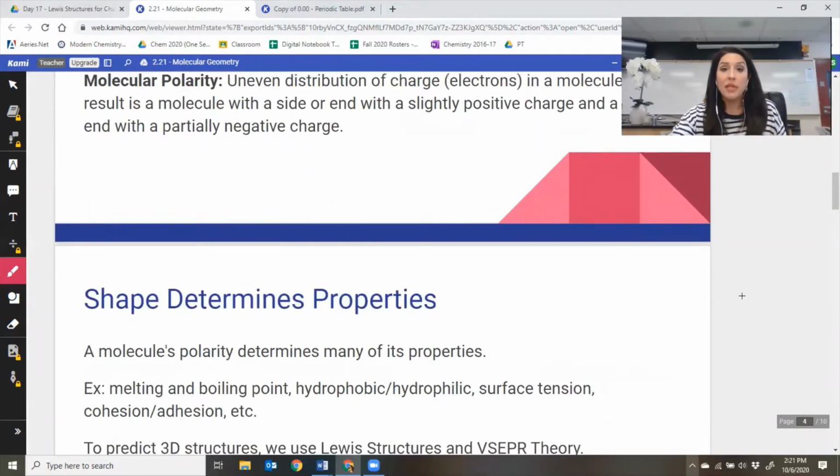So shape, three-dimensional shape of molecules determine many of its properties. So molecules' polarity, its areas of high electron density and low electron density, determine many of its properties such as boiling and melting point, whether it's hydrophobic and it doesn't interact with water, or hydrophilic and it does interact with water, surface tension, cohesion, adhesion, all of these are properties that can be determined by a molecule's overall polarity.